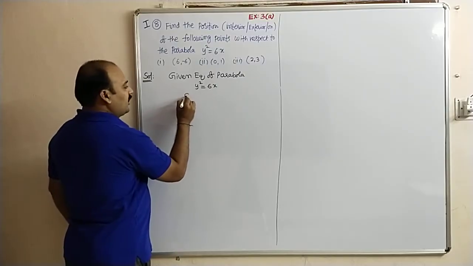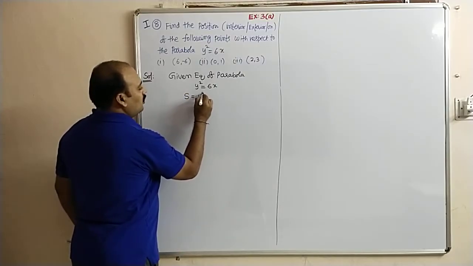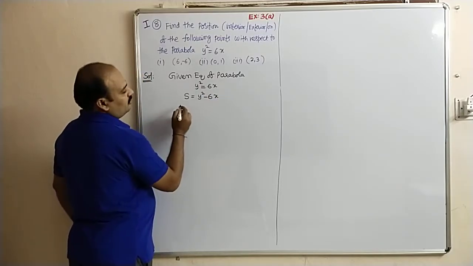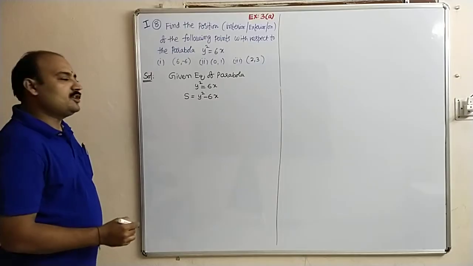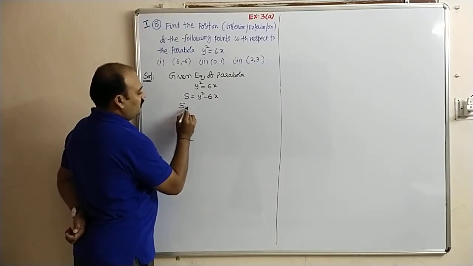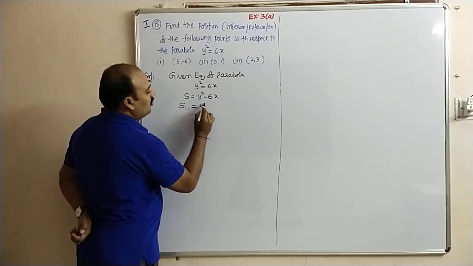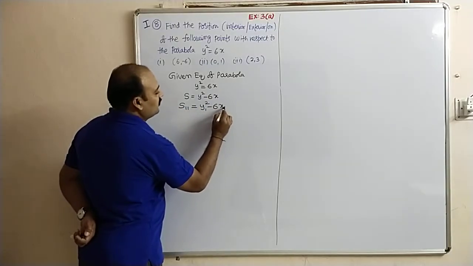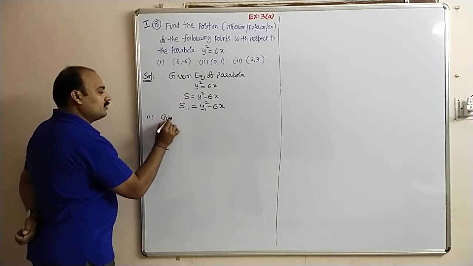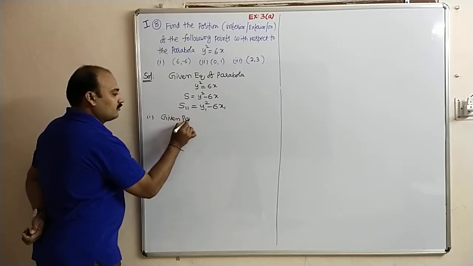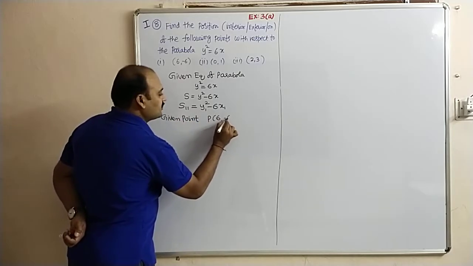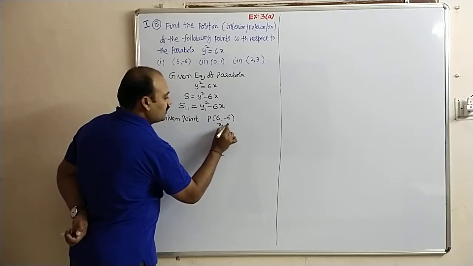From the notations we can write S is equal to y square minus 6x. So to locate the position of the point, we need to take S11. So S11 according to the parabola is y1 square minus 6x1. Now you take that first question. Given point P of (6, -6), that is x1, y1.